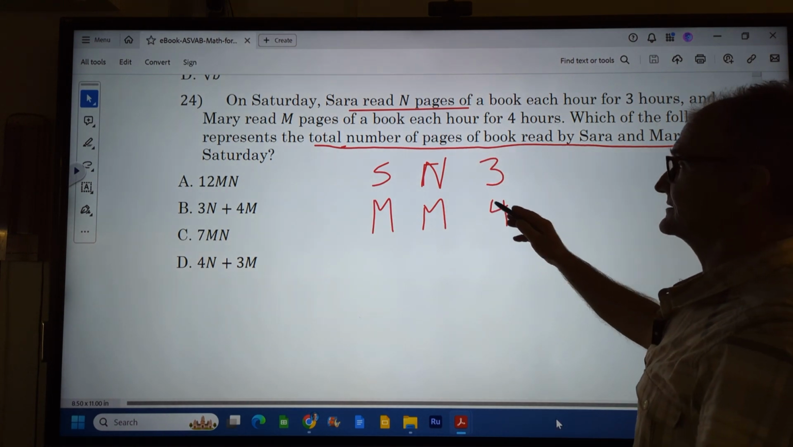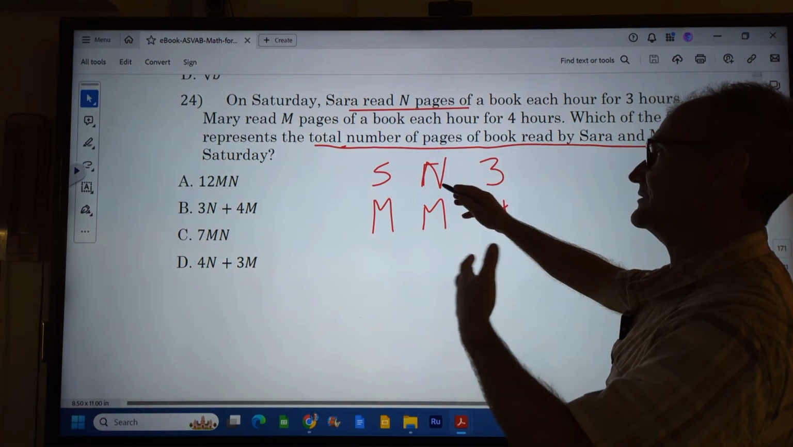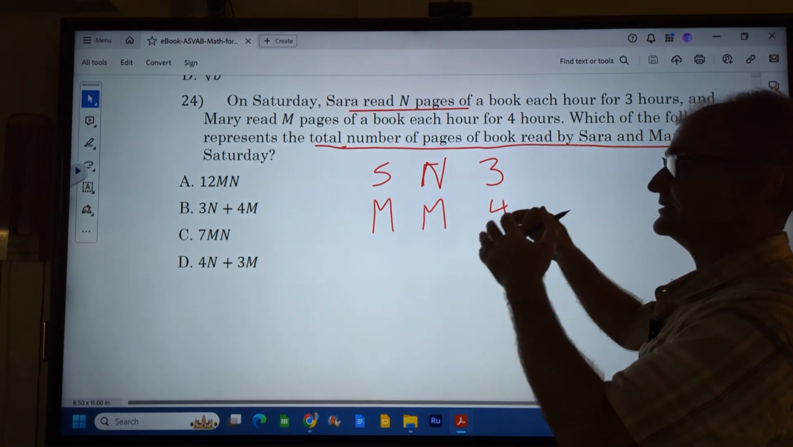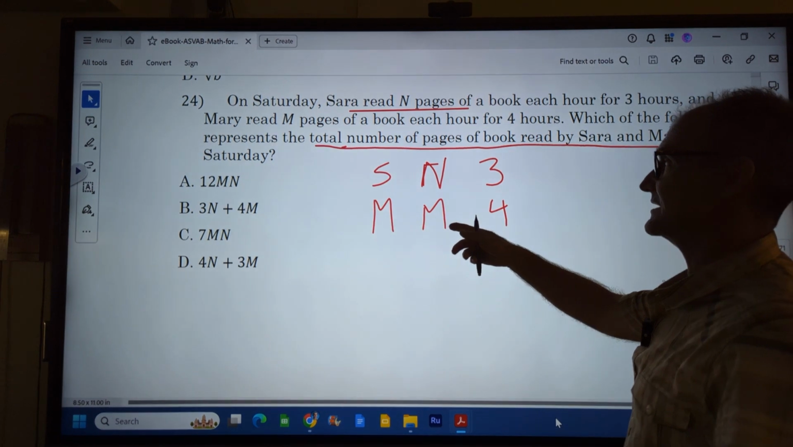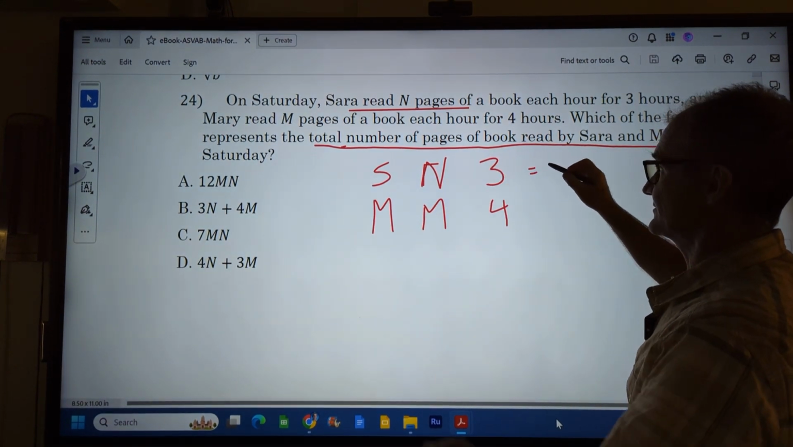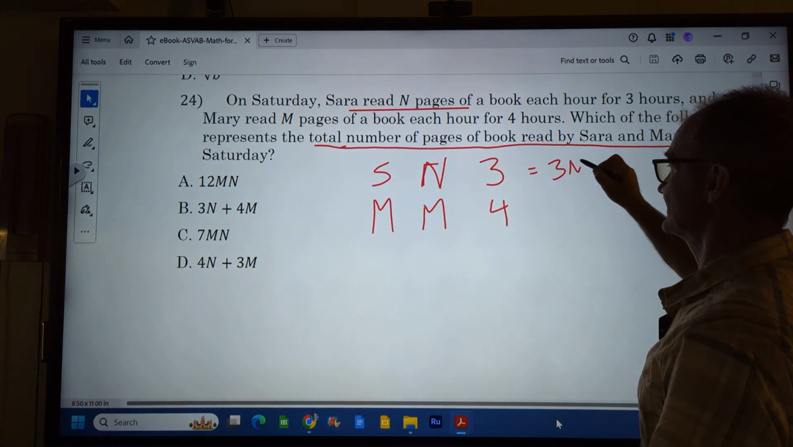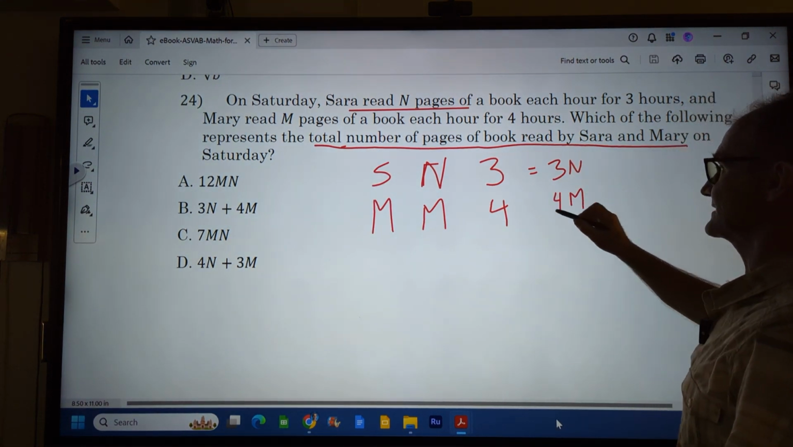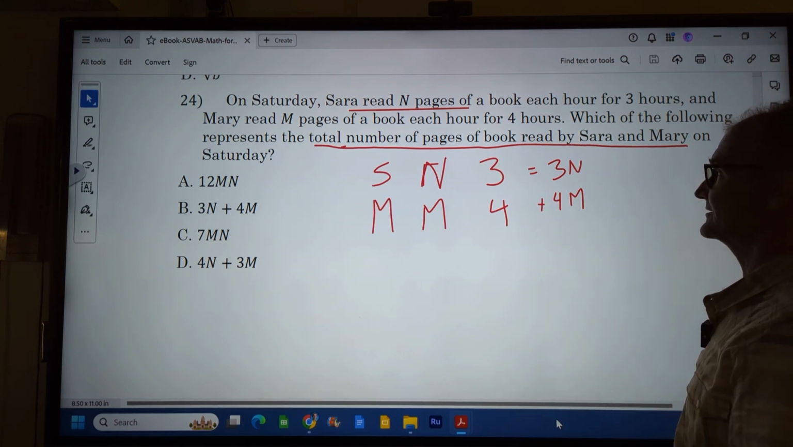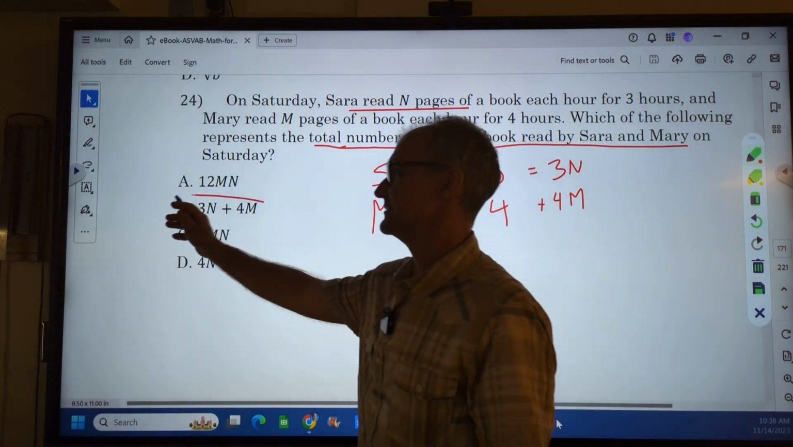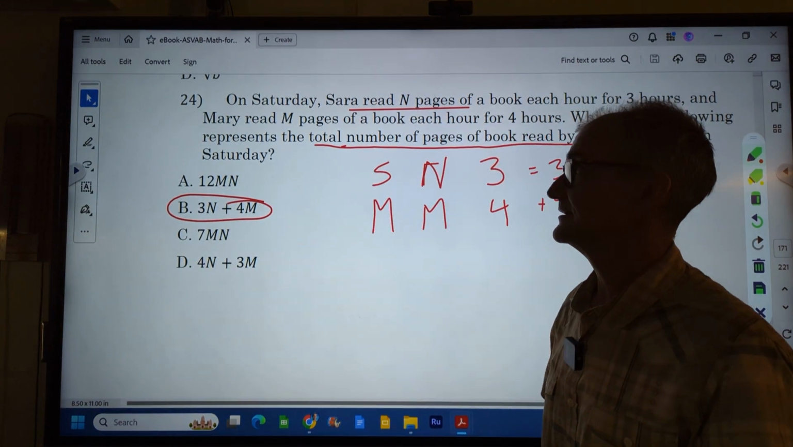So that means she read n pages an hour. Let's say n is equal to 10. 10 times 3 would be the total number, and that would be the same for her. So I multiplied the 3 by the n. So Sarah reads 3n. Mary reads 4m. Together, you would add them together to get the total number of pages. 3n plus 4m. Correct answer, answer B right there.